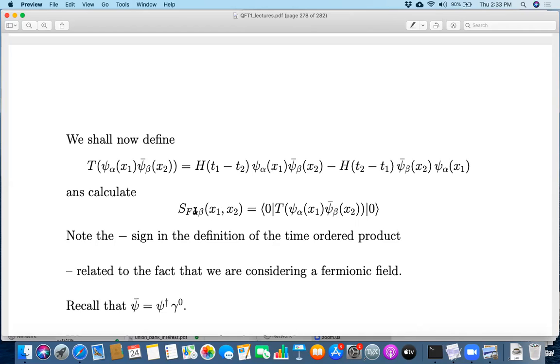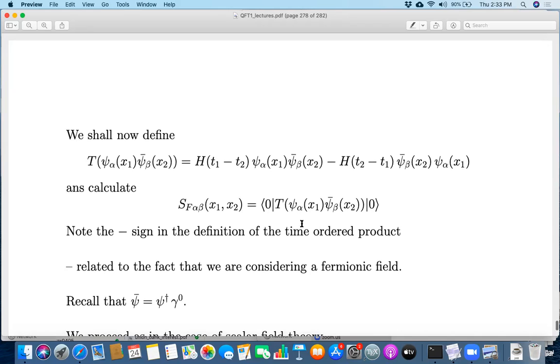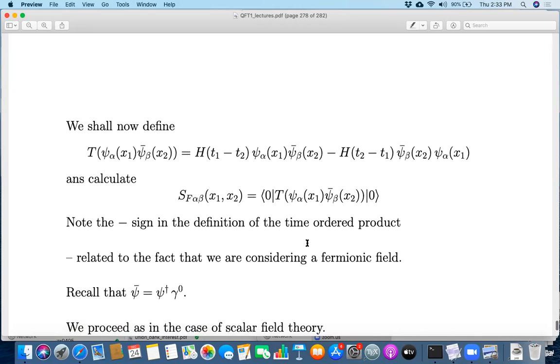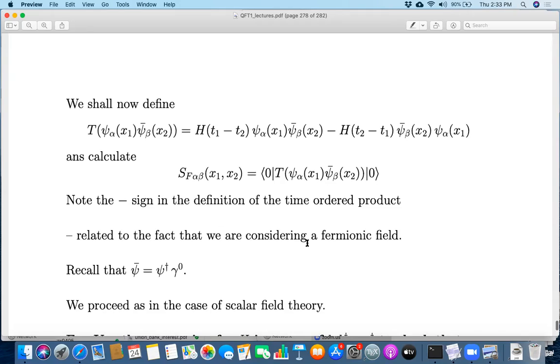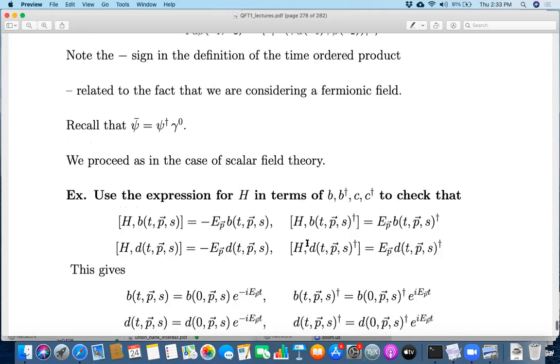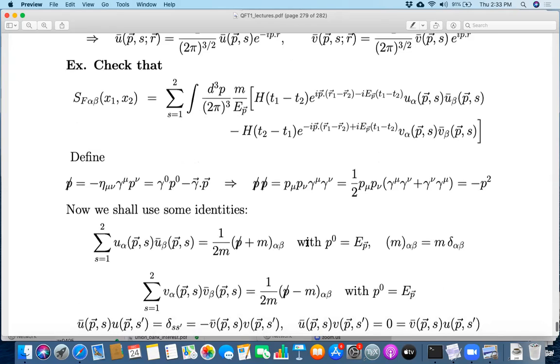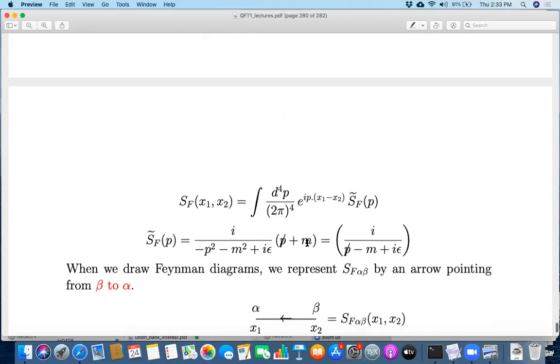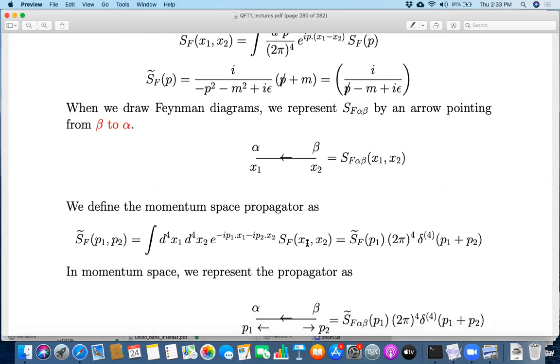So imagine that you are exchanging alpha, beta and x1, x2. It will become psi beta of x2, psi bar alpha of x1. That's not the same. So SF doesn't have that symmetry. SF you really should think of as having distinct properties in the alpha and beta index. Are there other questions?